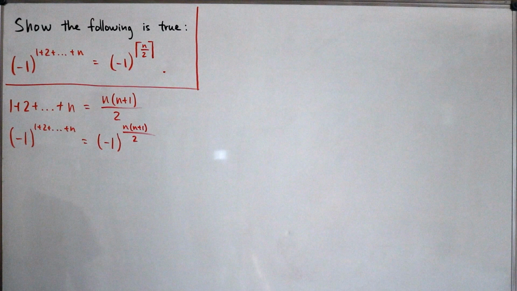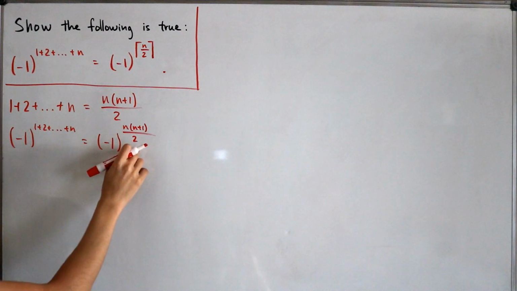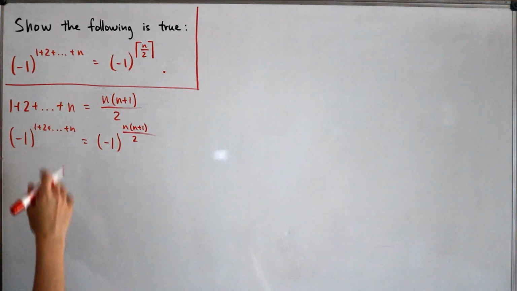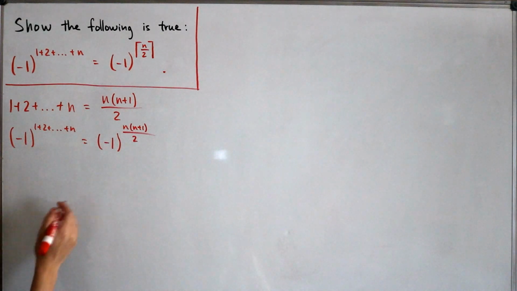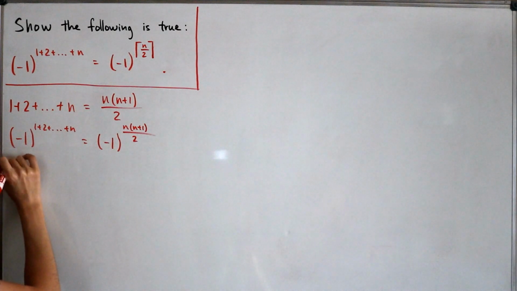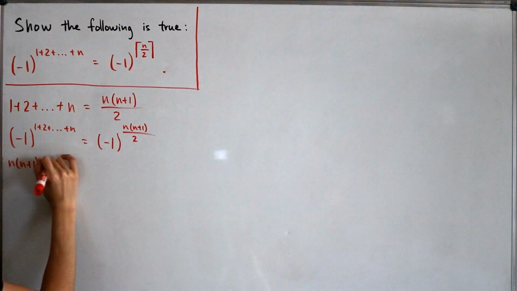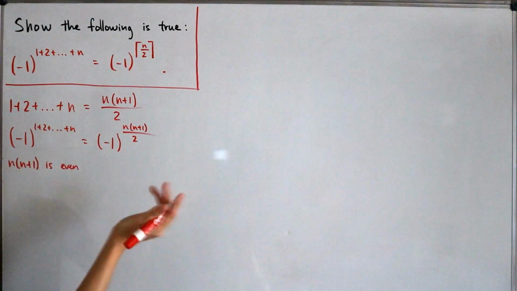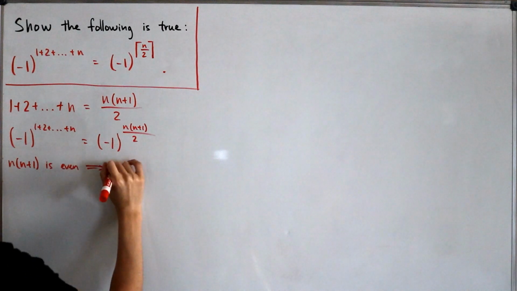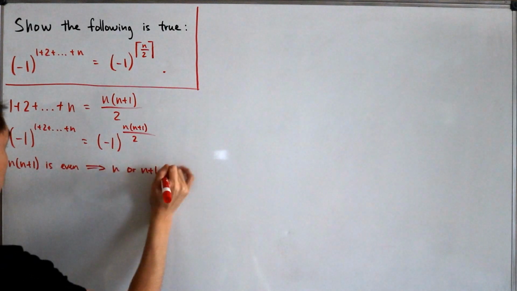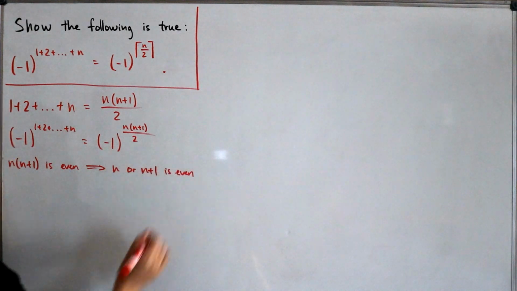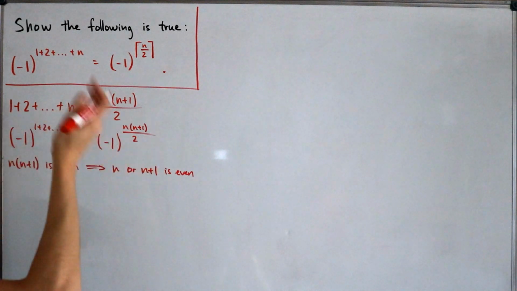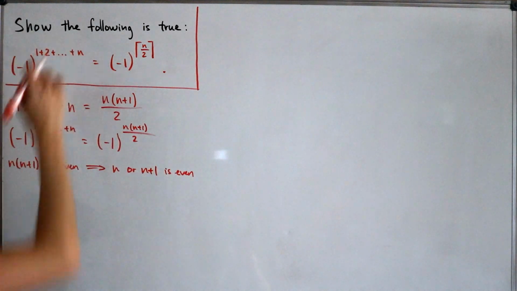If you pay attention closely, because we divide by 2, in order to get an integer exponent, that implies n times n plus 1 is always going to be even, because either n or n plus 1 is going to be even, whatever choice of n you make, of course n has to be at least 1 with this whole expression.